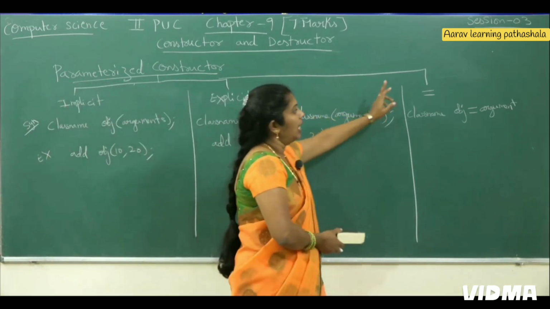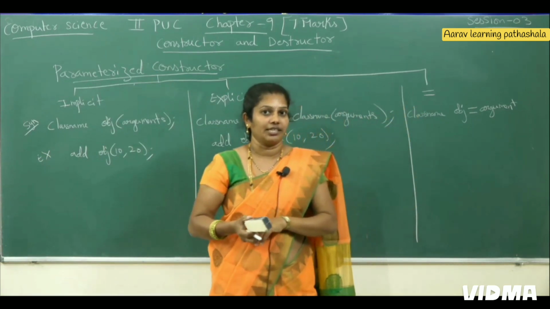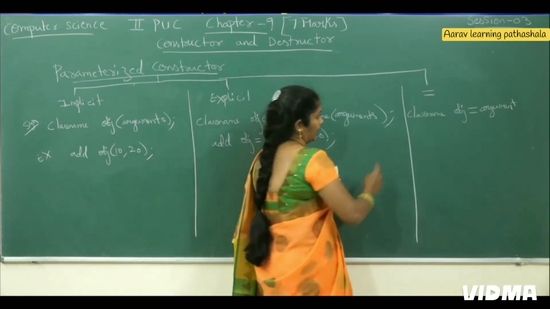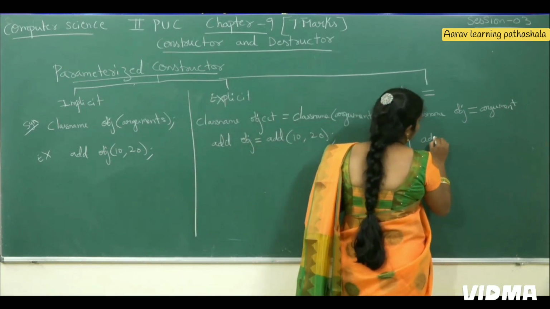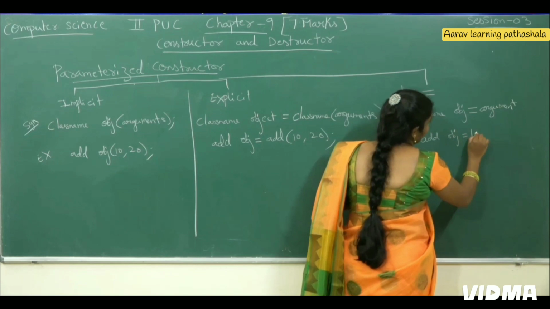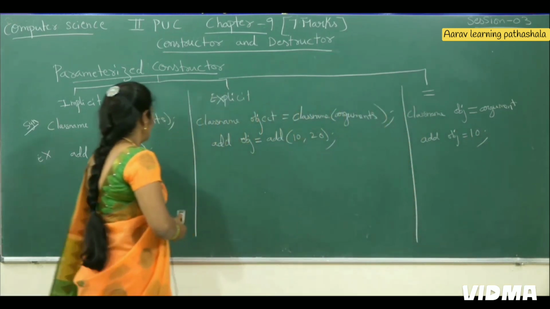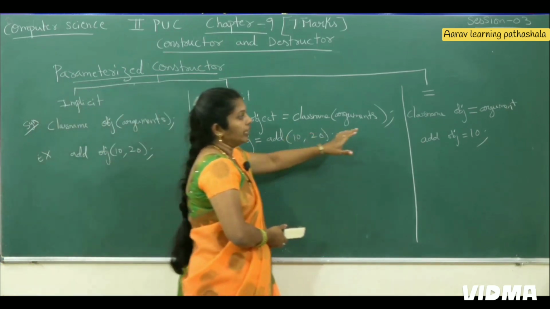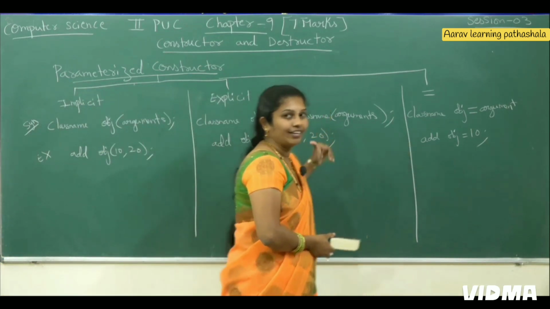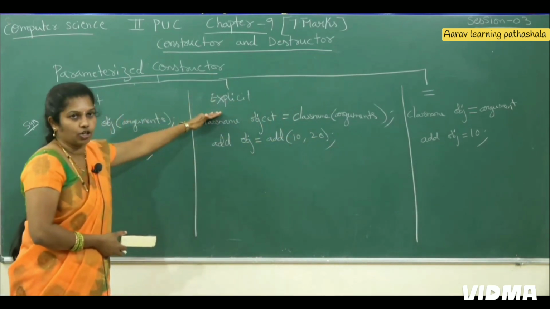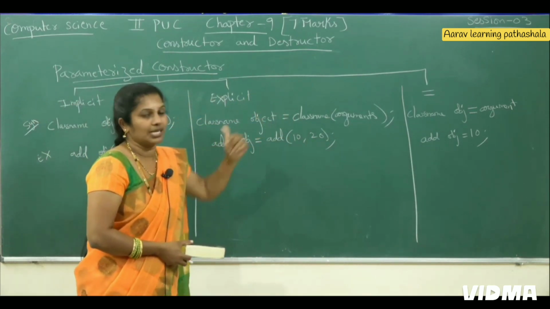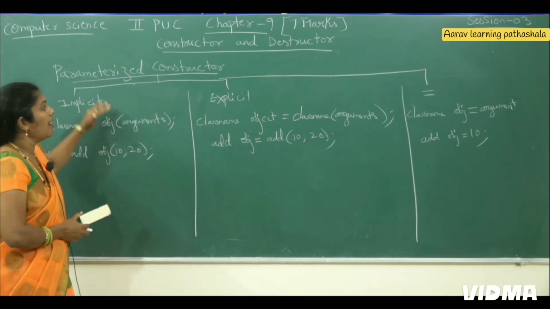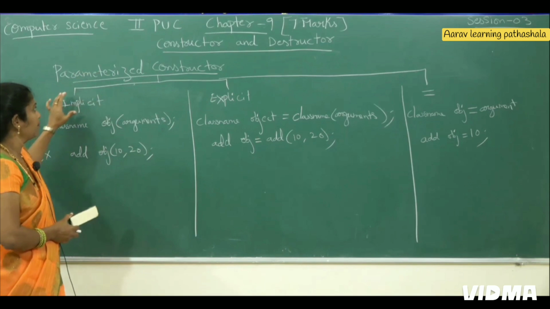Whereas in the last case, declaration at the time of using assignment operator, only one argument we can declare, that is add, then object equals, for example, 10. In these two cases more than one argument can be passed, whereas here it can take only one argument. This is the difference between implicit call, explicit call, and declaration by using assignment operator. These are the three methods to invoke parameterized constructor.